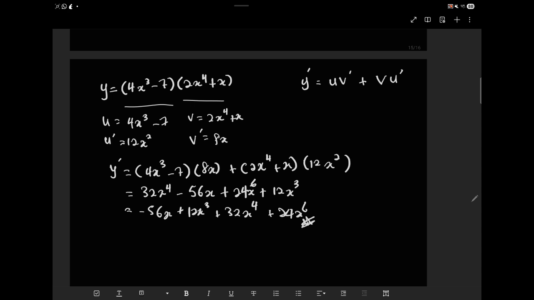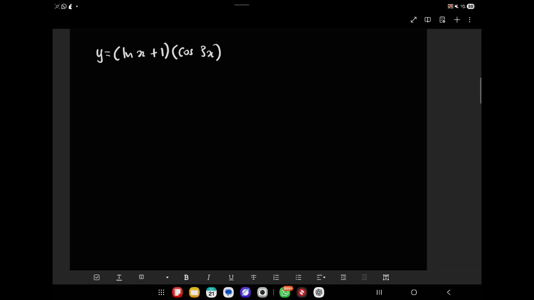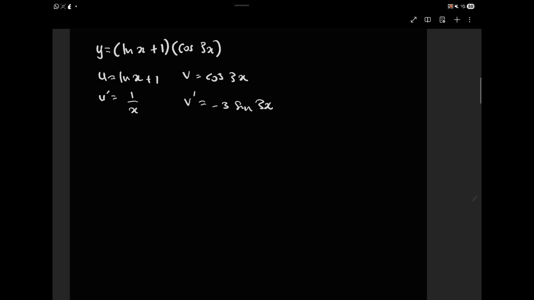Okay, so that is one example for the product rule. Let's look at another one. All right, for this next question, let's define everything and input it in the formula of the product rule.